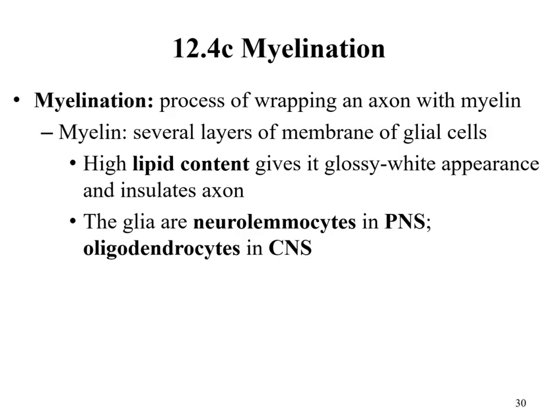Okay, myelination. This is the process of wrapping an axon with myelin. And myelin is going to be several layers of the membrane of glial cells. Remember, either oligodendrocytes in the CNS or neurolemmocytes in the PNS. They are going to have a high lipid content, which is going to give the myelin-coated axon a glossy white appearance, and it insulates the axon.